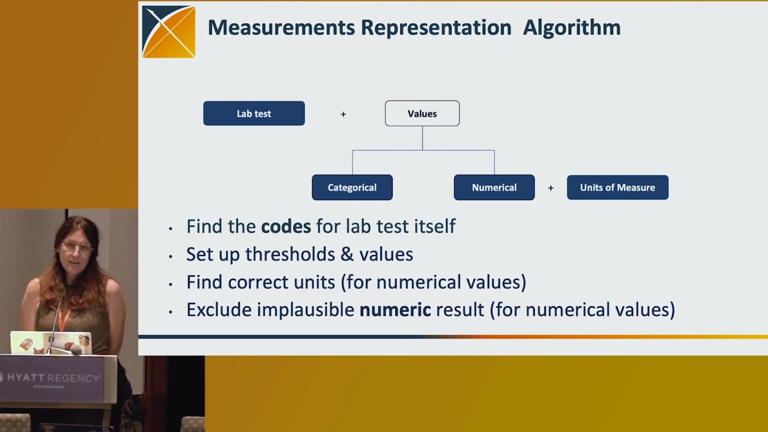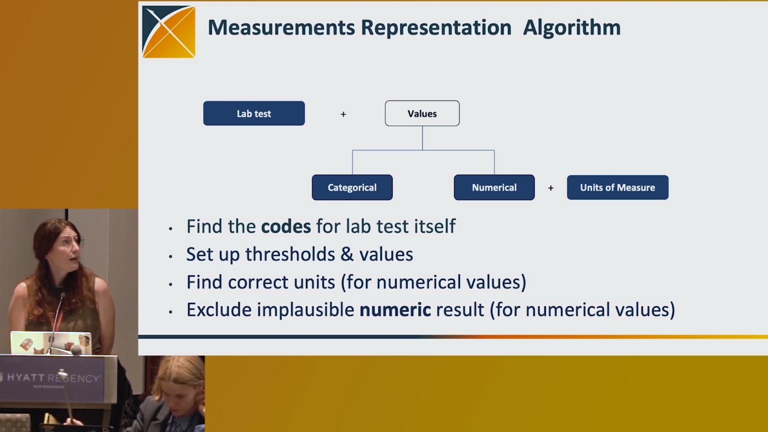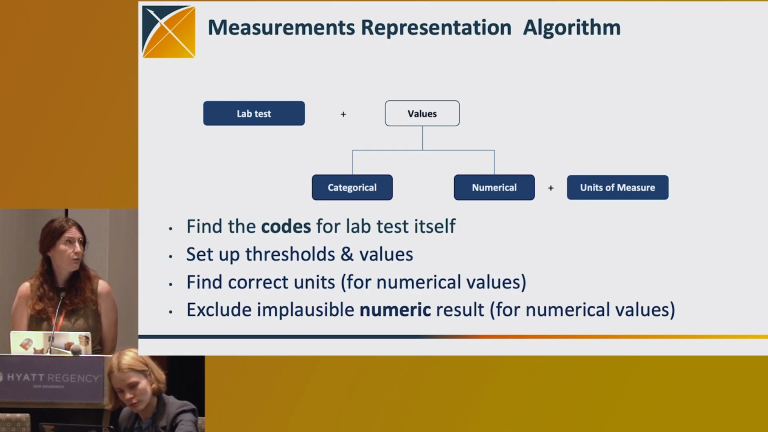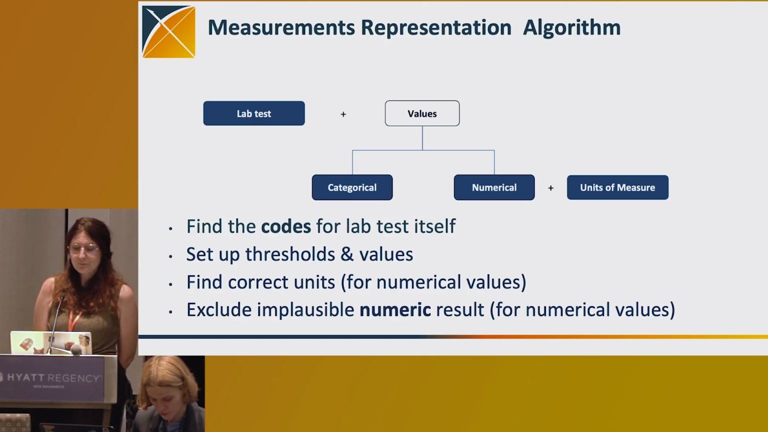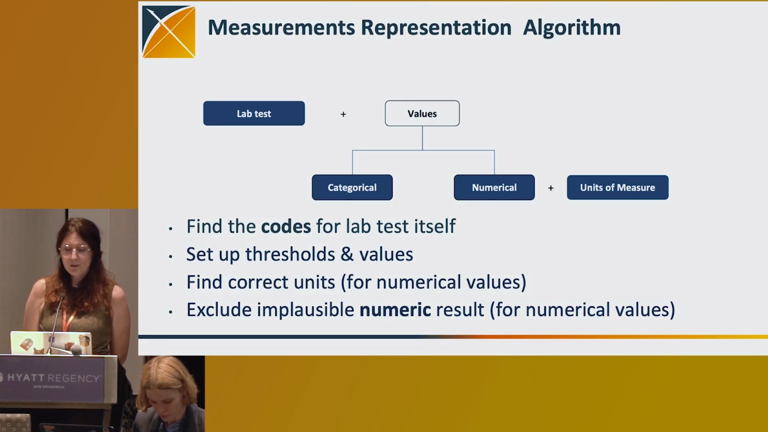To create a cohort with the help of measurements, we should follow these steps. Firstly, we should determine the list of lab tests we want to use. Then we add exclusion or inclusion criteria, where we set up thresholds and values which we are interested in. Then we find correct units and exclude implausible numeric results if there are any.